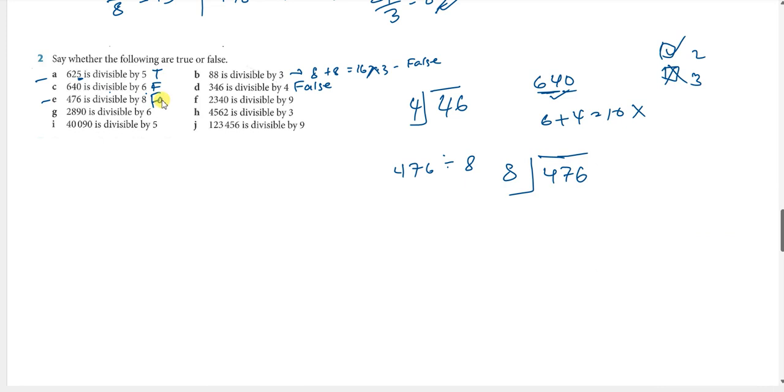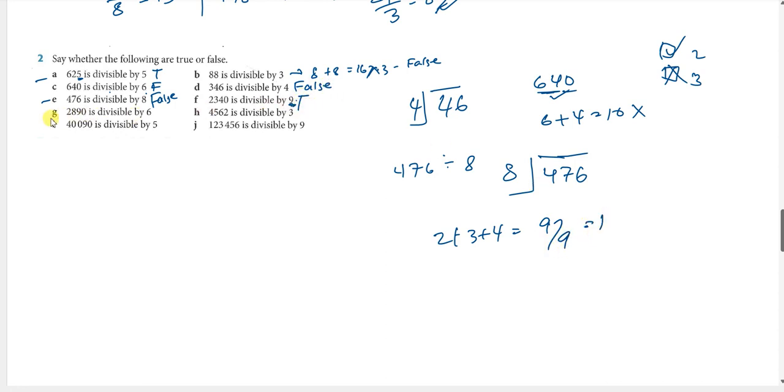Okay, F, 2340 is divisible by 9. So the rule of 9 is that we have to add all of the digits and see if the sum can be divided by 9 or not. So let's add 2 plus 3 plus 4. So we have 9. Can we divide 9 by 9? Yes. So this is true.